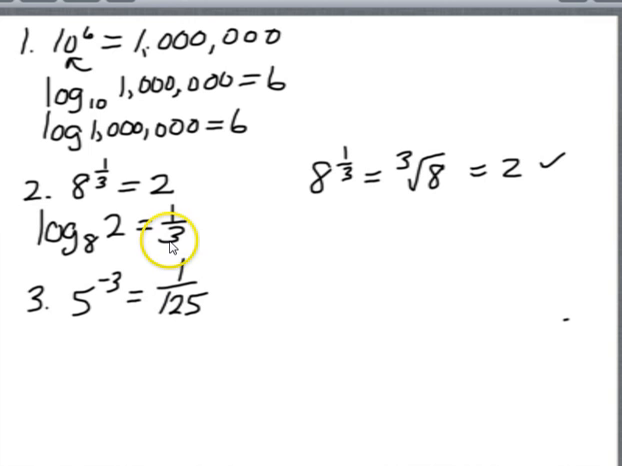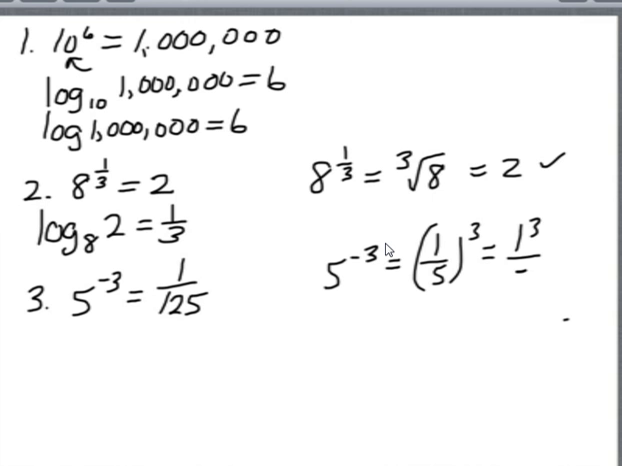Once again, just as a reminder, what does a negative exponent do? A negative exponent does not make a number negative. It tells us to take the reciprocal of the base and apply the positive form of the exponent to it. So 5 to the negative 3 means 1 over 5 to the third, which would be 1 to the third over 5 to the third, or 1 over 125. And so that's what 5 to the negative 3 means.